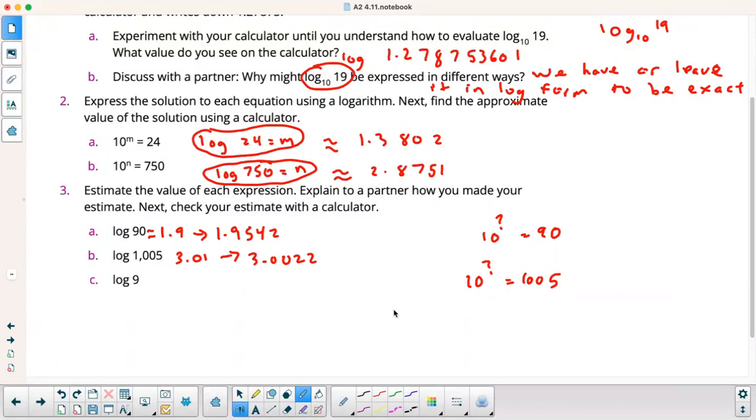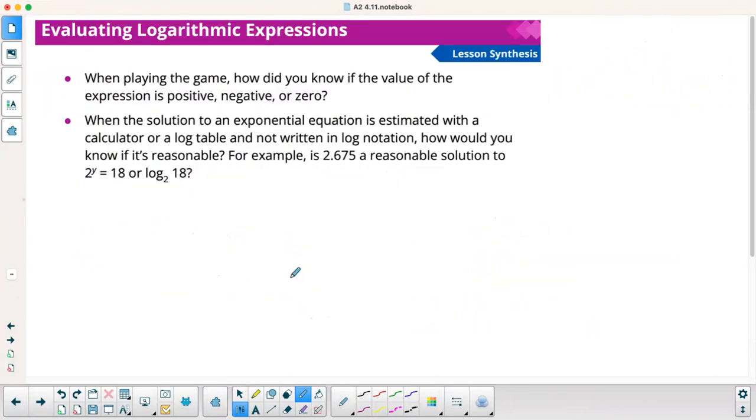3.0022. Log of 9 is 10 to what power equals 9. 10 to the first is 10, so a little bit less than 1. So my guess is, I don't know, 0.9. And I type it in my calculator. Log of 9 is 0.9542. Okay. All right.